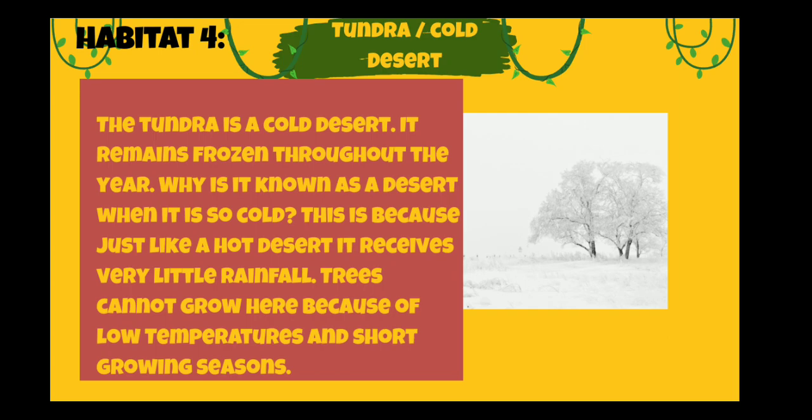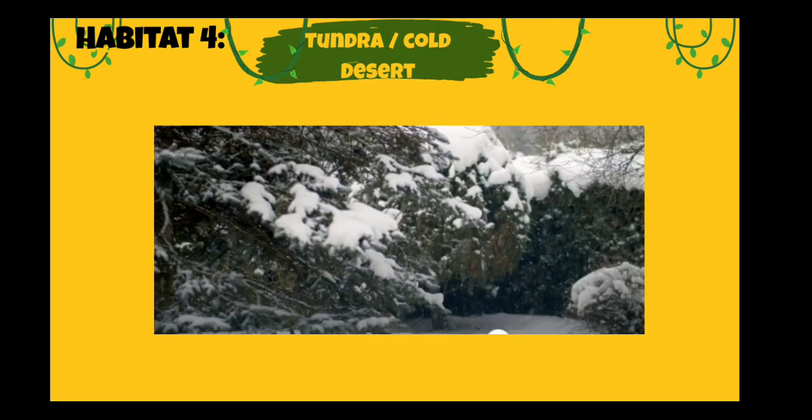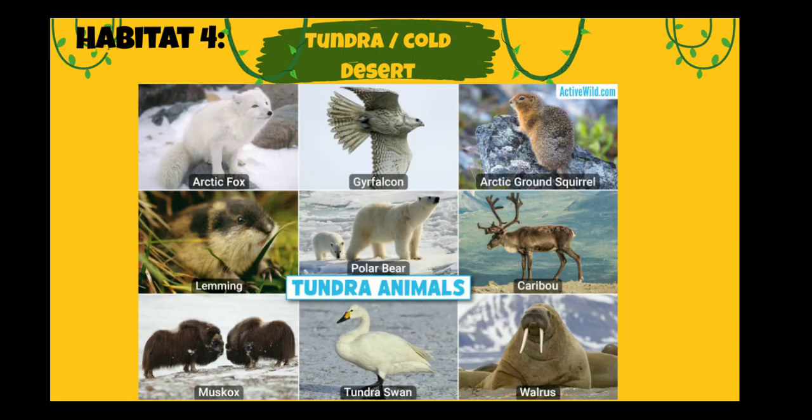Why is it known as a desert when it is so cold? This is because, just like a hot desert, it receives very little rain. Trees cannot grow here because of low temperatures and short growing seasons. So the growing season is so short that trees cannot grow over here. And you can see that everything is covered with snow in the tundra.